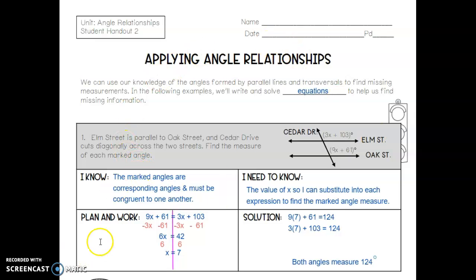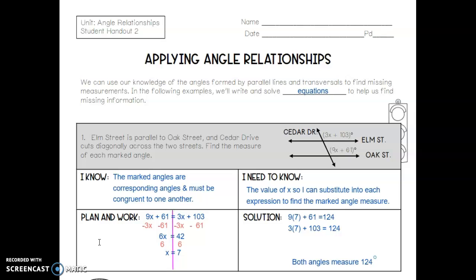We take what we know and we formulate a plan. So we're going to take 3x plus 103 and set that equal to 9x plus 61. Now, it doesn't matter if you do the left or right, as long as you solve the equation properly. Just as a refresher on how to solve equations, I have marked my inverse operations in the pink text. Now remember, if they are congruent to each other, then you set the expressions equal to each other and then solve to find the value of x. Once you find the value of x, you then plug it in to each of the expressions to find the missing angle measure.